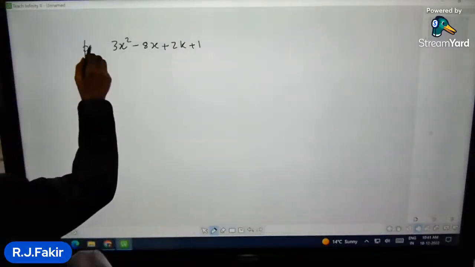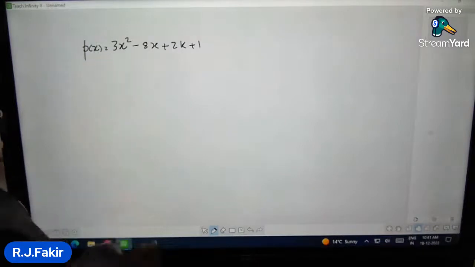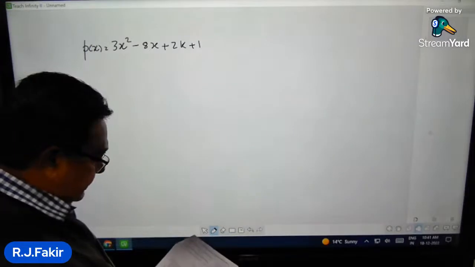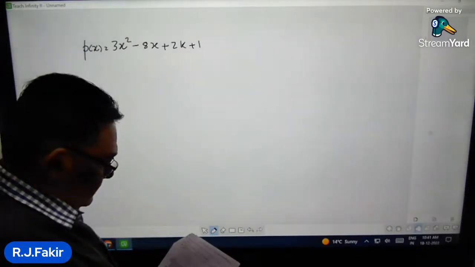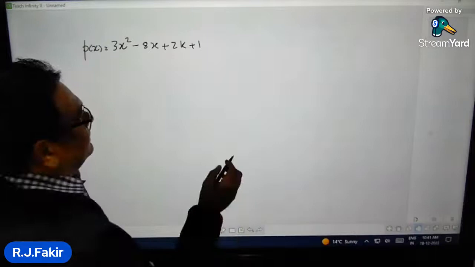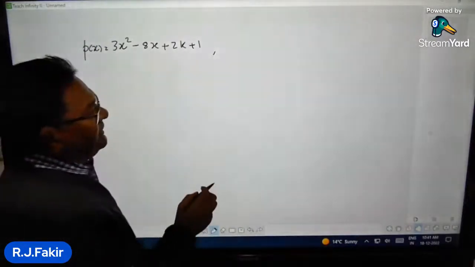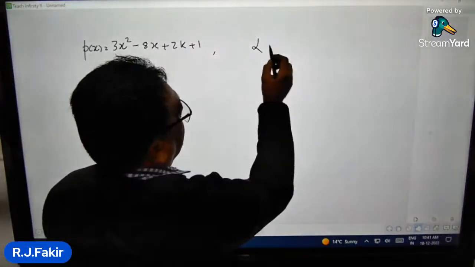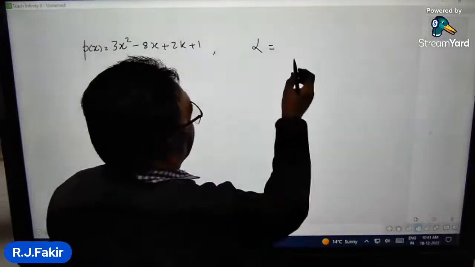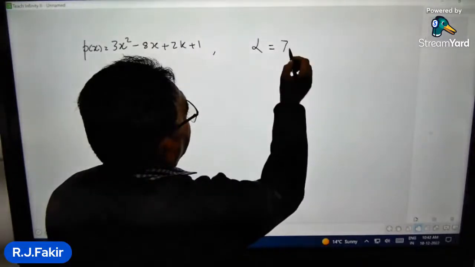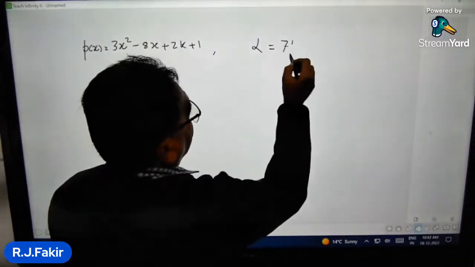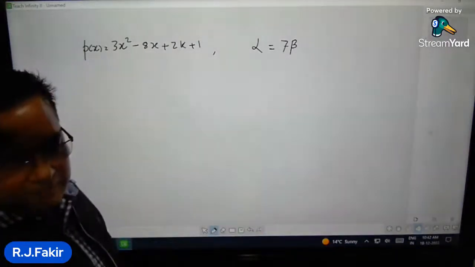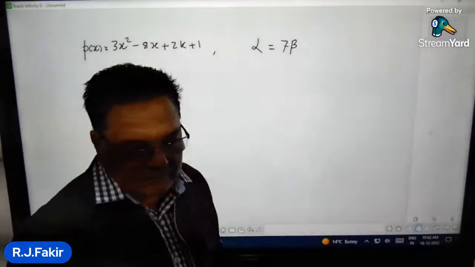We can call it p(x). What is given to us is that one zero of this polynomial is 7 times the other. That means if I take one as alpha, then the other will be, or alpha can be 7 times beta. This is given to us. So this kind of question will be there for 2 marks.